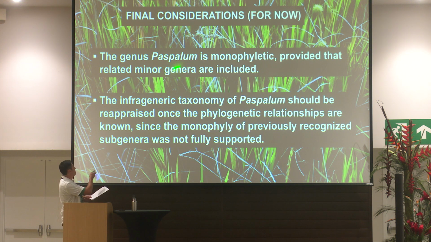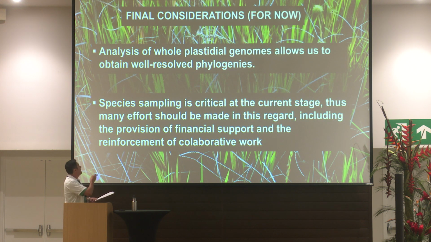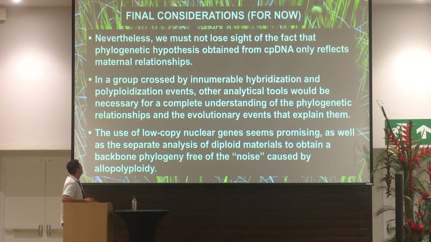The genus Paspalum is monophyletic now because those smaller genera were combined in Paspalum. And the infrageneric taxonomy of Paspalum needs to be reappraised because the previously recognized subgenera were not fully supported. Analysis of whole plastid genomes allows us to obtain well-resolved phylogenies, but species sampling is critical at the current stage, so many efforts should be made in this regard, including the provision of financial support and the reinforcement of collaborative work.